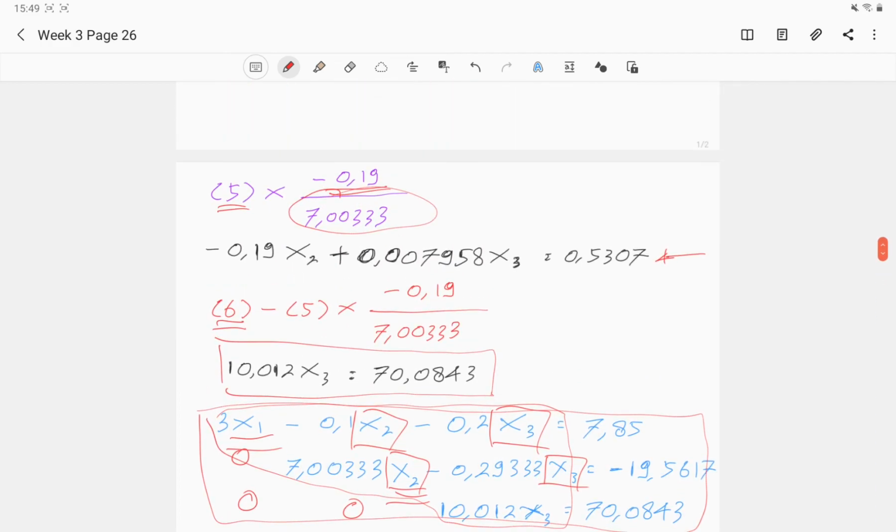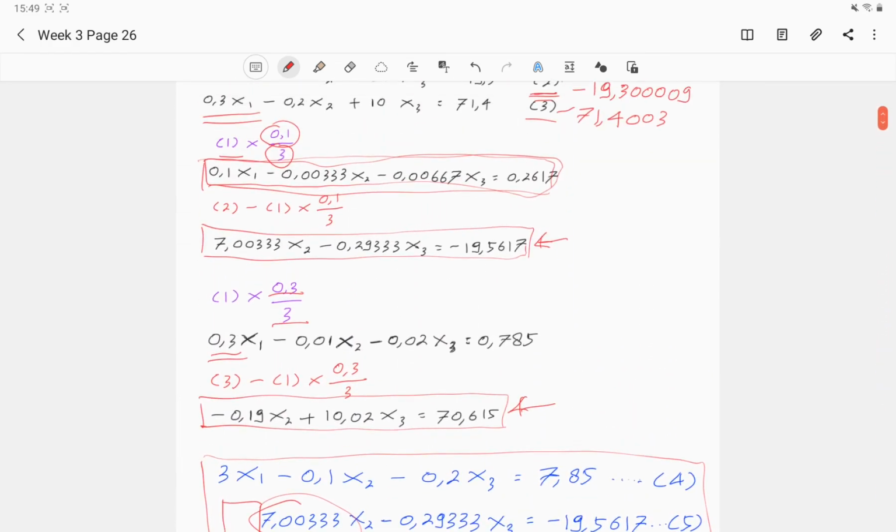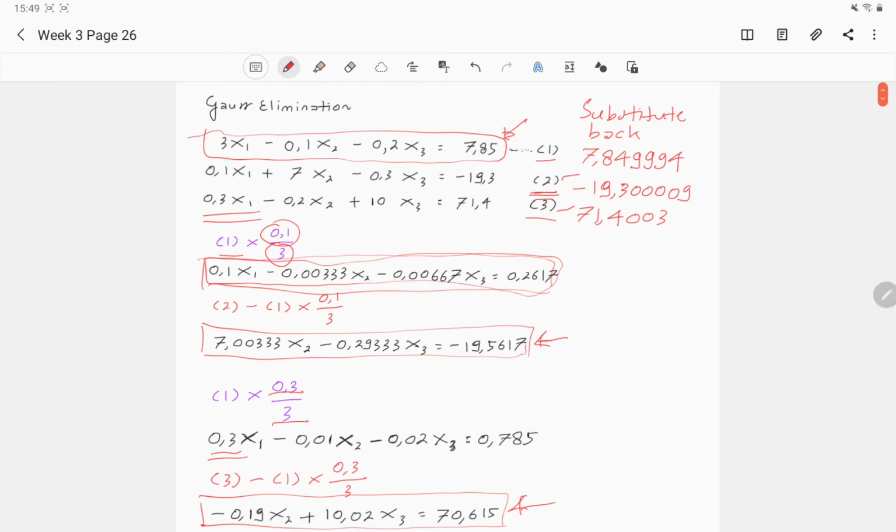It's very important for us to substitute those values of x1, x2, and x3 back into these equations to recheck how close we are to the right-hand side values. Based on the substitution, we get this value, which is very close or identical to 7.85. And also this value, and also this value.